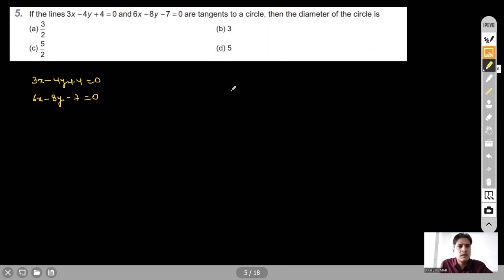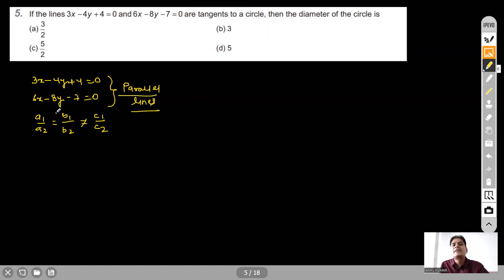Okay, if you are able to see, these two lines are parallel. Why? Because the ratio of A1 upon A2 is equals to B1 upon B2, and that is not equal to C1 upon C2. So these two lines are parallel, right? And these two lines are tangents also.